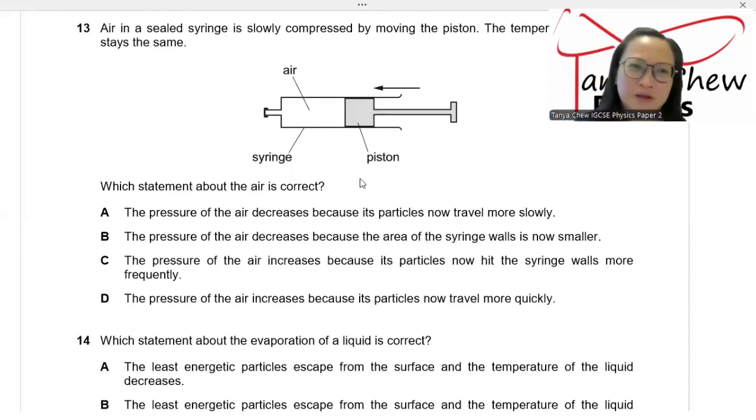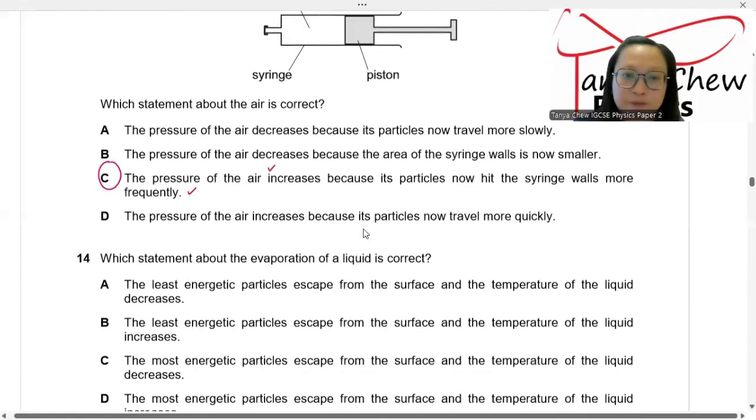Same goes for air particles. They don't like to come close to each other. They want to have their own space. So the pressure will increase because they don't have that much space. Pressure of the air increases because the particles now hit the syringe more frequently. Yes, particles cannot travel more quickly because kinetic energy is constant. Why is the kinetic energy constant? Because the temperature stays constant. See that? C is the answer.